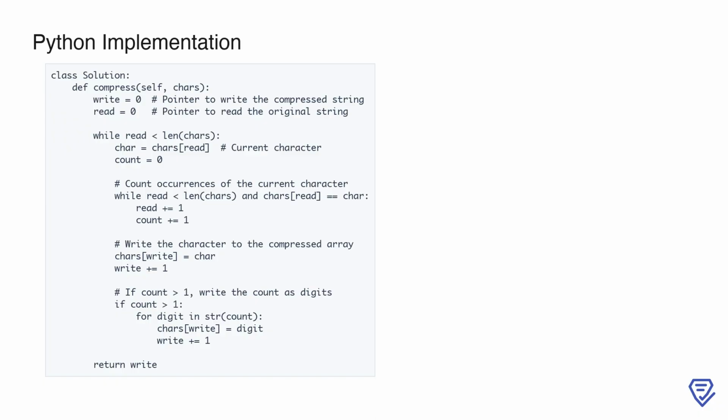If the count is greater than 1, we convert it to a string and write each digit to the array sequentially. This ensures the array remains in place while being compressed. The function returns the write pointer's value, which represents the new length of the compressed array. This approach is efficient with O(n) time complexity, as we traverse the array once. It also uses O(1) additional space since the compression is performed in place. This implementation handles edge cases, such as arrays with all unique characters, no compression needed, or arrays with all identical characters, maximum compression. It ensures correctness and efficiency for any valid input.